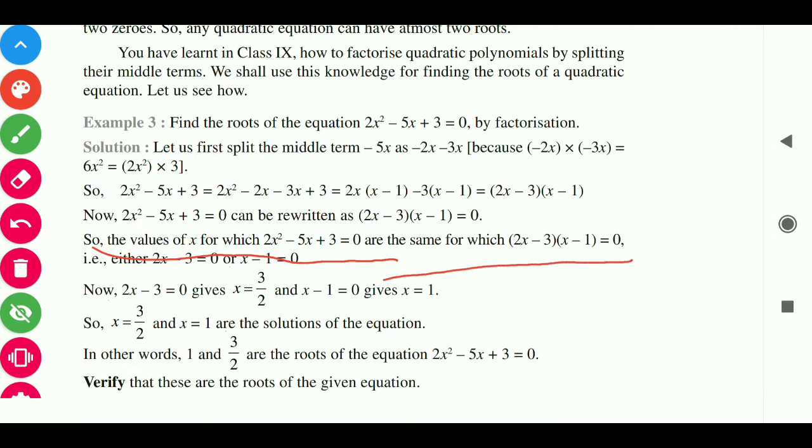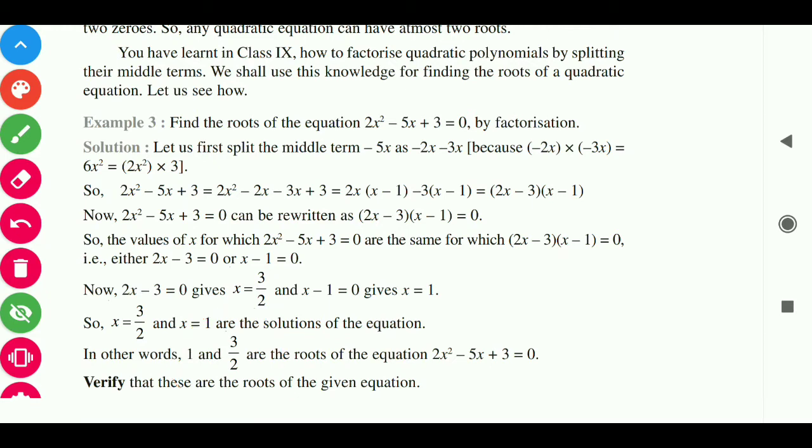2x minus 3 into x minus 1 equals to 0. Either 2x minus 3 equals to 0 or x minus 1 equals to 0. So 2x minus 3 equals to 0 gives x equals to 3 by 2 and x minus 1 equals to 0 gives x equals to 1. So x equals to 3 by 2 and x equals to 1 are the solutions of the quadratic equation. In other words, 1 and 3 by 2 are the roots of the quadratic equation 2x square minus 5x plus 3 equals to 0.